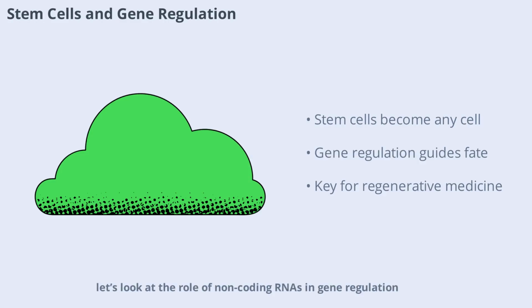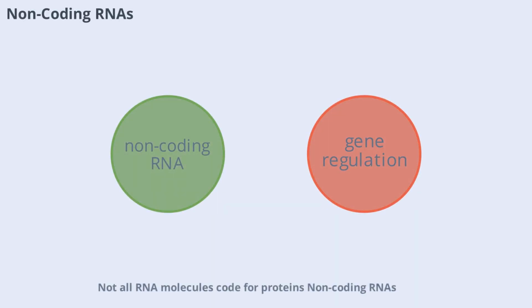Next, let's look at the role of non-coding RNAs in gene regulation. Not all RNA molecules code for proteins. Non-coding RNAs, such as microRNAs and long non-coding RNAs, play important roles in gene regulation. They can block translation, degrade messenger RNA, or influence chromatin structure. These molecules add another layer of complexity to gene expression control.